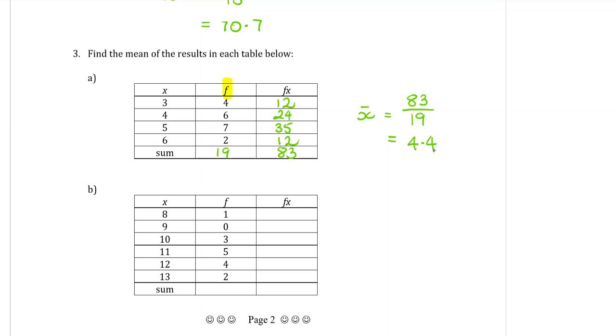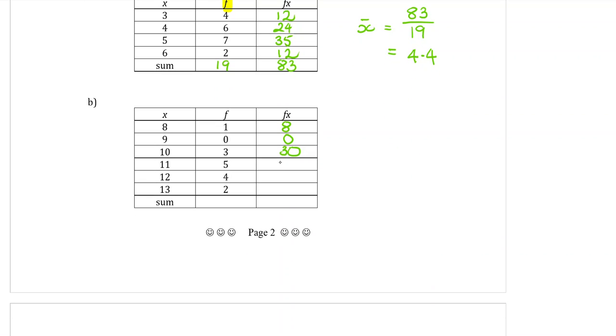So the first thing we do, the fx column, we're going to times 8 times 1 is 8. 9 times 0 is 0. 10 times 3 is 30. 5 times 11 is 55. 12 times 4 is 48. And 13 times 2 is 26. Okay, we need to do both of them.